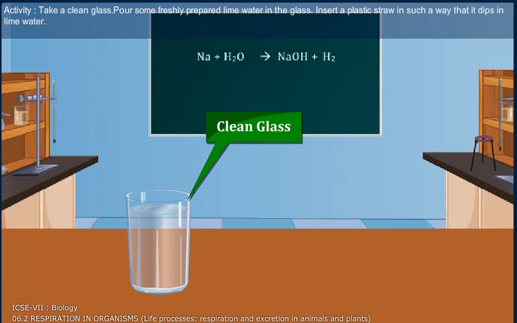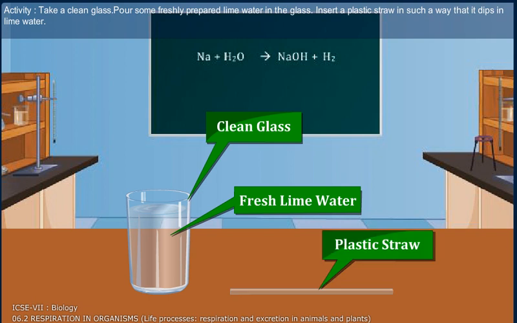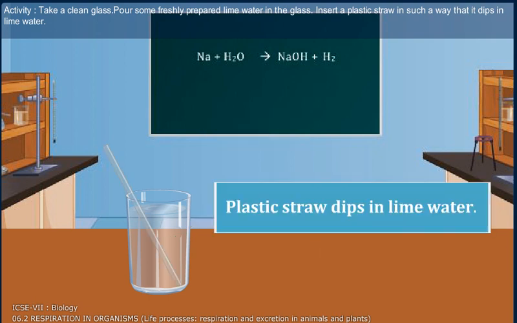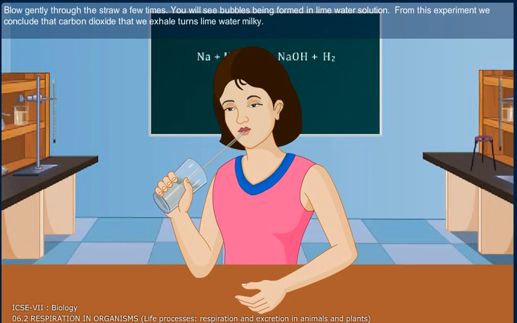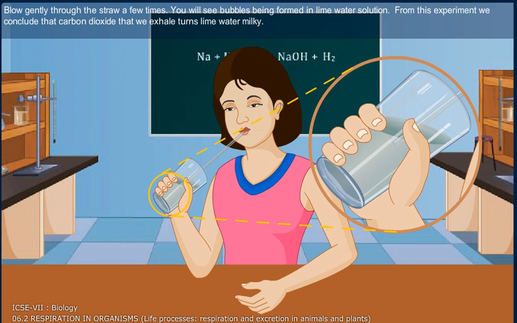Now, activity. Take a clean glass. Pour some freshly prepared lime water in the glass. Insert a plastic straw in such a way that it dips in lime water. Blow gently through the straw a few times. You will see bubbles being formed in lime water solution. From this experiment, we conclude that carbon dioxide that we exhale turns lime water milky.